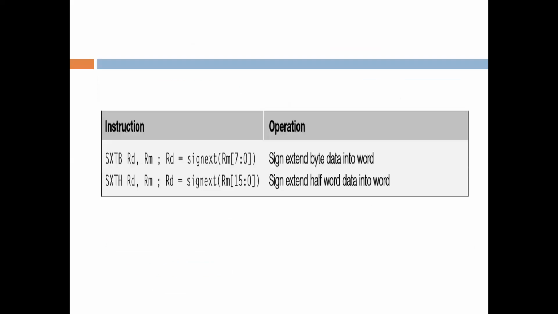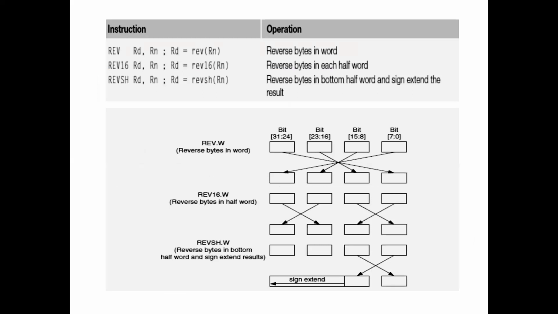The next important set of instructions is the sign extension instructions: SXTB and SXTH. Next, we learned the reverse instructions: reversing each byte in a complete word, then REV16, half word reversing, and then least significant half word reversing with sign extension. So these were the instructions which we learned in today's session.